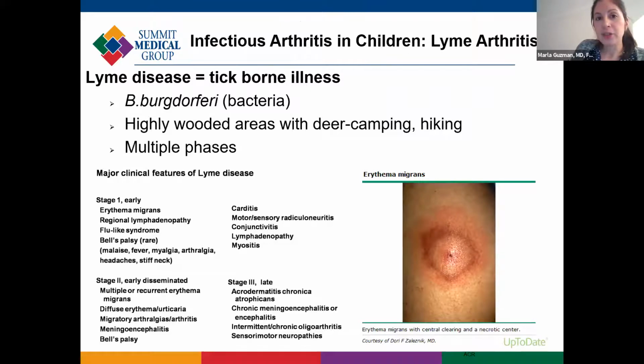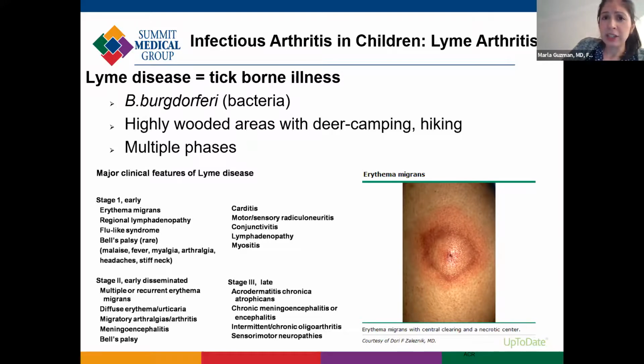So the next type of infectious arthritis that I may see in the clinic is something called Lyme arthritis, so obviously from Lyme disease. So what's Lyme disease? It's a tick-borne illness. What happens is a tick that may be on a deer, or most typically deer or other wildlife, carries a bacteria called Borrelia burgdorferi. And that tick transmits this specific bacteria to a human when they bite them, when they're either hiking or camping or out in the woods.